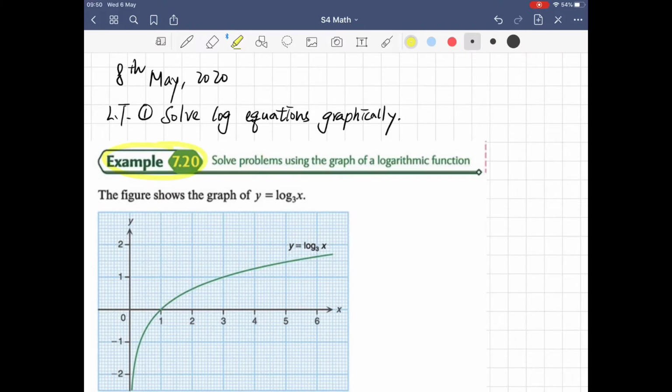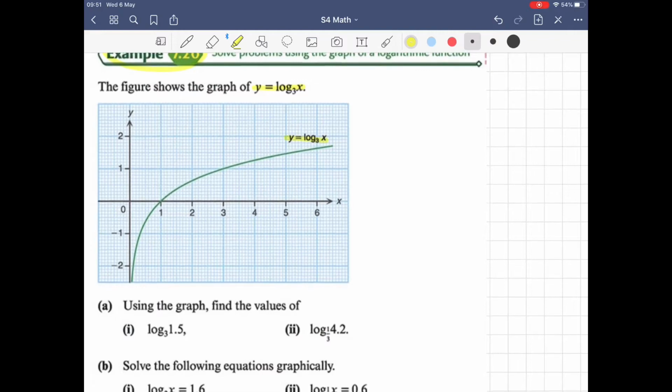The figure shows the graph of y equals log x with base 3. And in part A1, it asks you to find the value of log 1.5 with base 3. So as you can see, the base that the question mentioned is the same as the base the graph is using. So therefore, this 1.5 represents the x, and we know x equals 1.5.